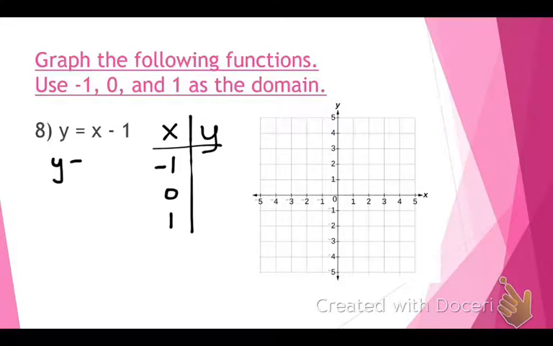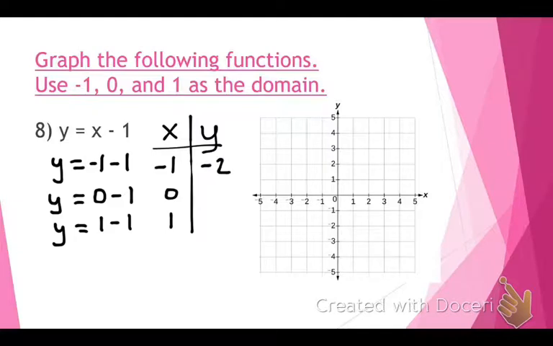Y equals -1 minus 1. Y equals 0 minus 1. Y equals 1 minus 1. Good job. Okay. What's -1 minus 1? -2. Good job. Same sign, add and keep. So we added the numbers, we kept the sign. Next one. -1. Good job. And the final one. 0.